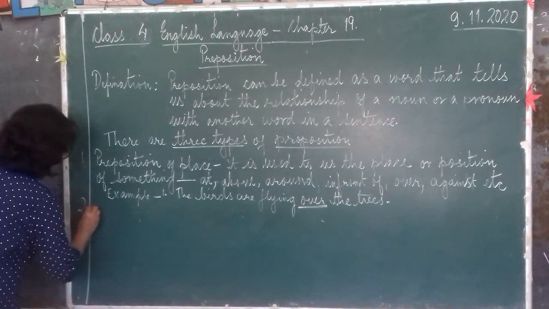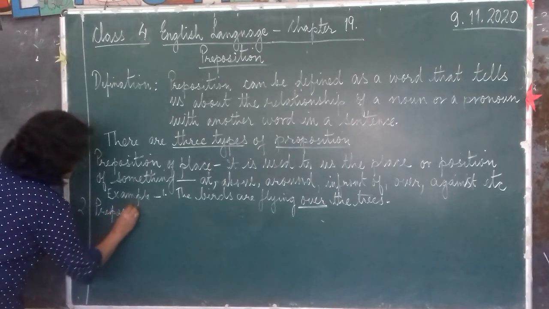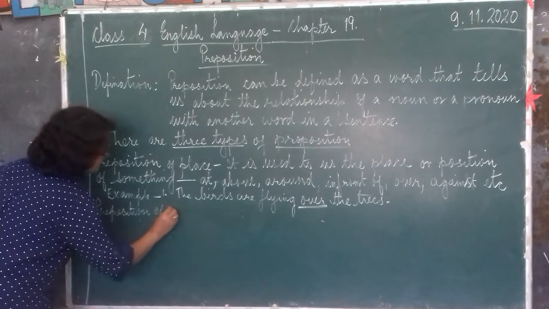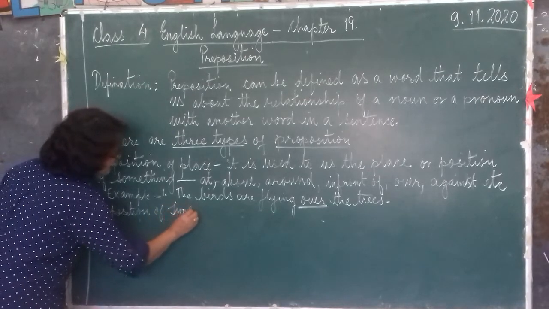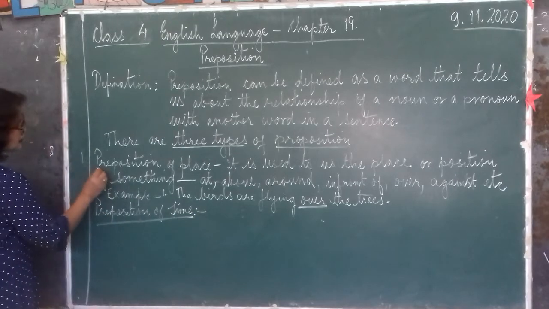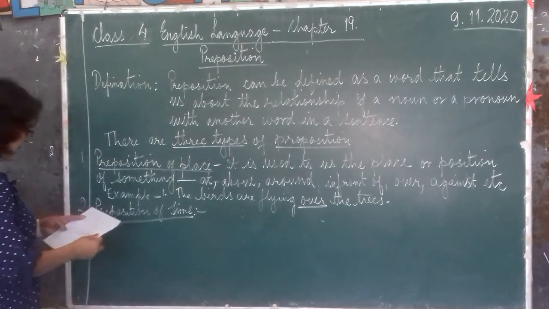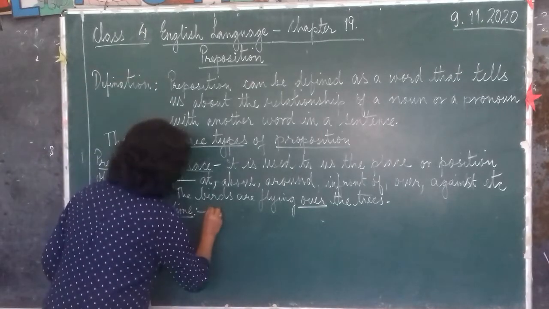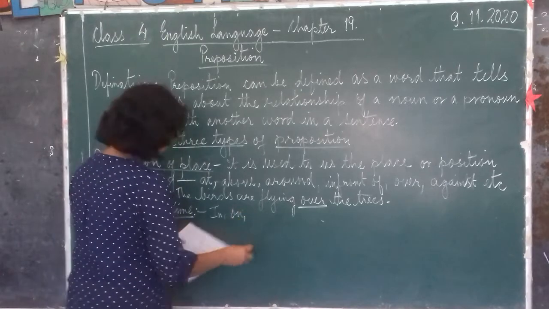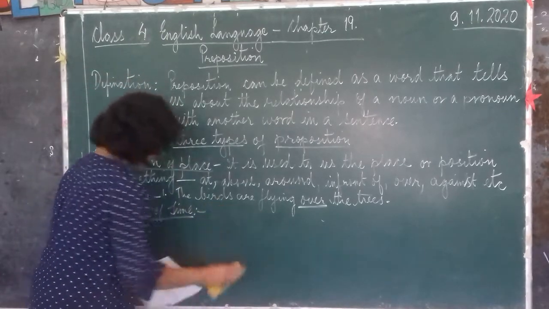Number two, preposition of time. Okay, number one is preposition of place. Number two is preposition of time. Preposition of time is in, on. The example, okay, children? Oh, let me write the definition first. I forgot.